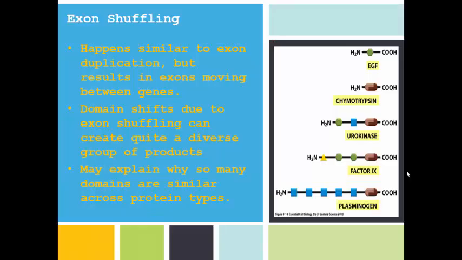The same process that can result in exon duplication can also result in exon shuffling, when an exon is accidentally migrated to an entirely different gene. The product of that exon will then be incorporated into that gene's product. This can create quite an array of proteins from single domain additions, as you can see from the examples on this slide. It has been suggested that all proteins have arisen from exon duplication and exon shuffling. This could explain why we see such similar motifs throughout the proteins in our cells, regardless of their purpose.